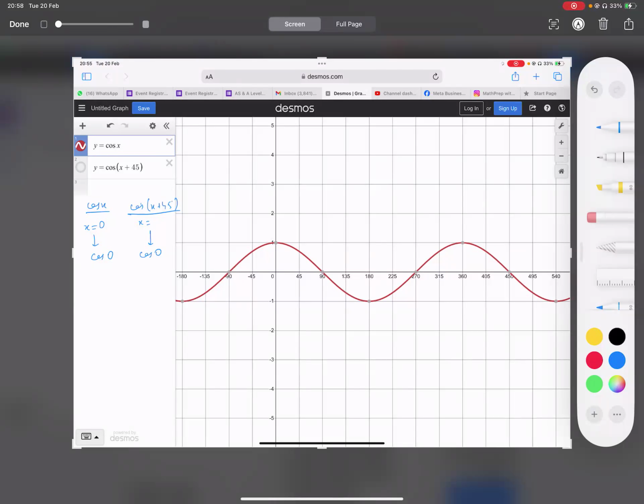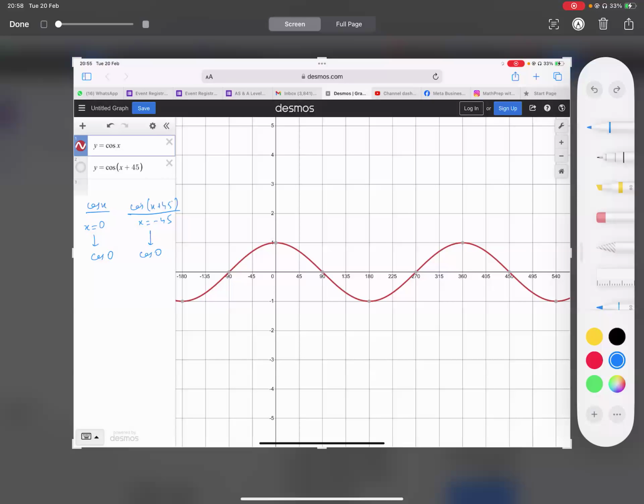I want to make this thing 0, right? x plus 45 needs to be equal to 0. If x plus 45 equals 0, the value of x that we input there is supposed to be negative 45. Right? That is what is going to give us the same result. Because if we have minus 45 here, minus 45 plus 45, the result is going to be 0. And that gives us cos of 0. So the result that we were getting earlier from x equal to 0, now we are getting that same result using x equals minus 45.